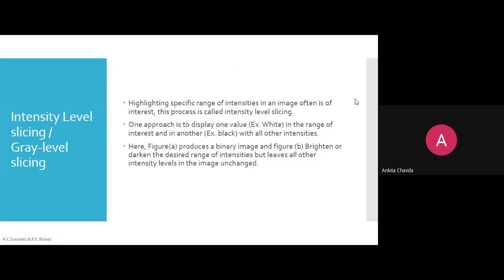Highlighting a specific range of intensity in an image often is of interest. This process is called intensity level slicing. One approach is to display one value, for example white, in the range of interest, and another, that is black, for all other intensities. Here figure A will produce a binary image, and figure B brightens or darkens the desired range of intensity, but all the other intensity levels in the image are unchanged. So we have brightened something, but other intensity levels are untouched, right?